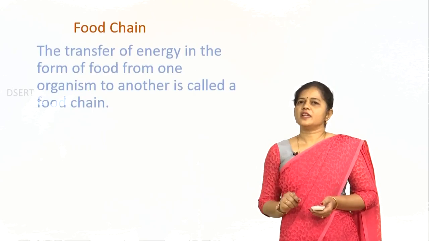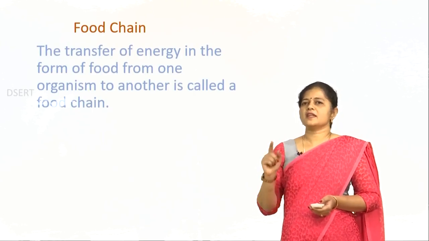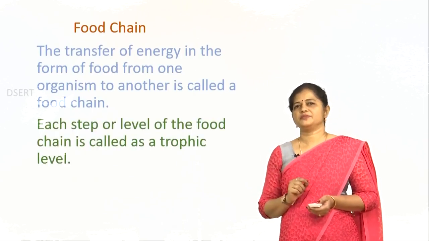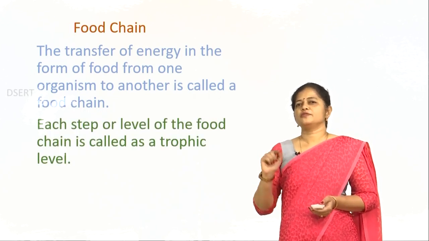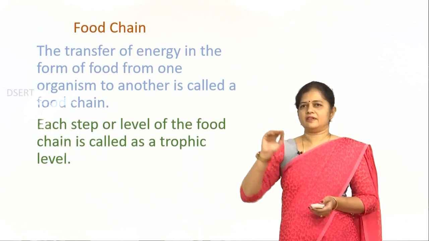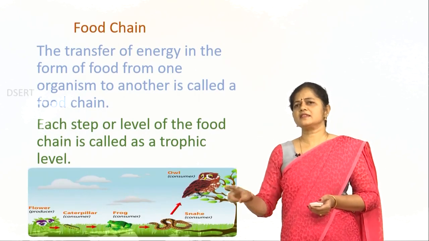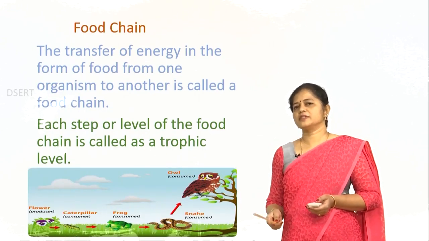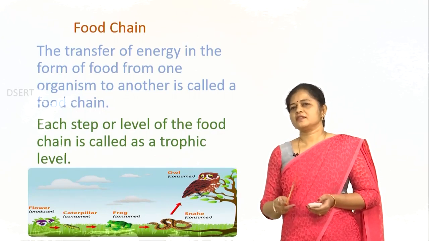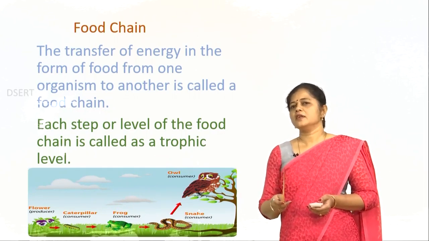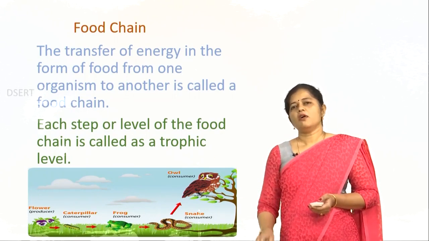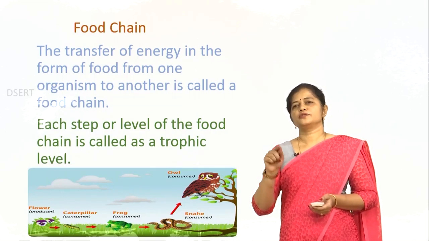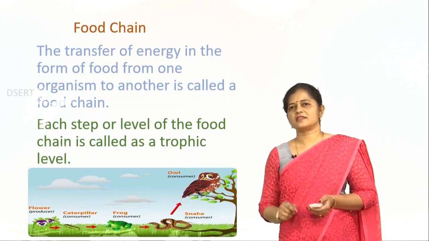The transfer of energy in the form of food from one organism to another is called a food chain. Each step of the food chain is called a trophic level. Now you can see a food chain over here. There are various organisms interlinked into this food chain. So you can see the plants, the insects, the frog, the snake, and the owl. All of them are interconnected through food. So this is called a food chain.